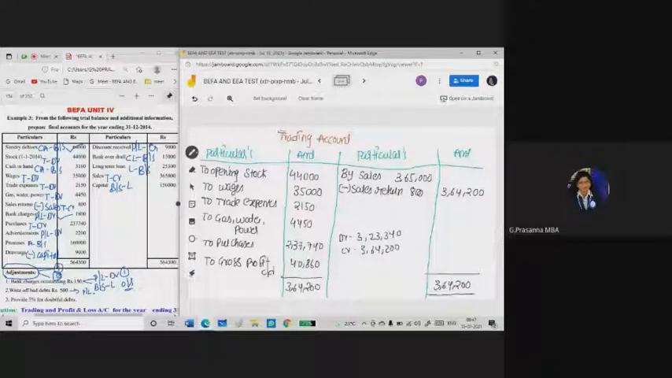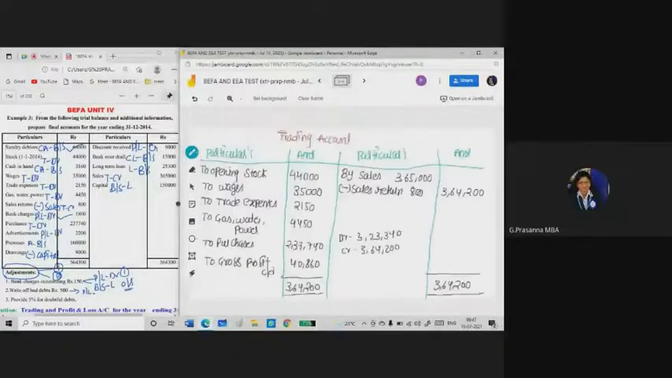After closing the trading account, whatever gross profit or gross loss you are getting, you need to transfer it to the profit and loss account. The next one is the profit and loss account. The format will be the same: particulars, amount, particulars, amount.